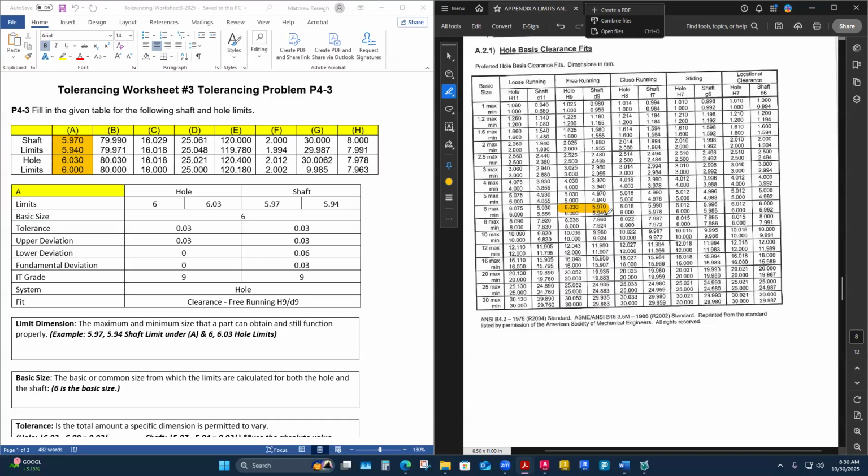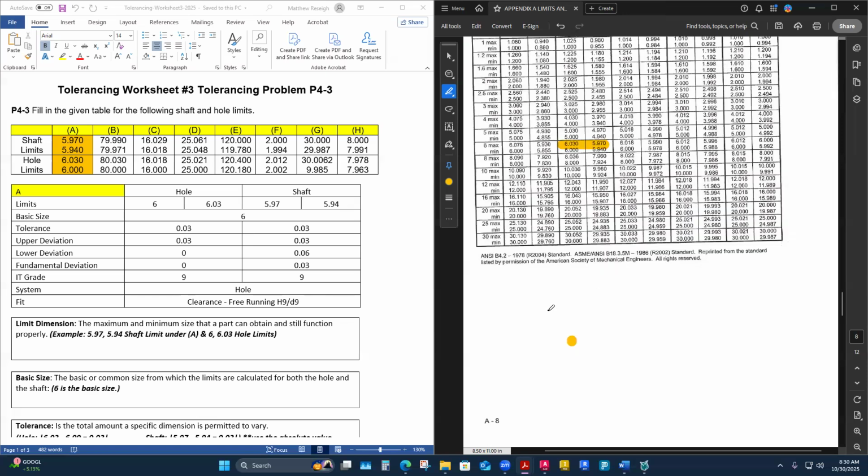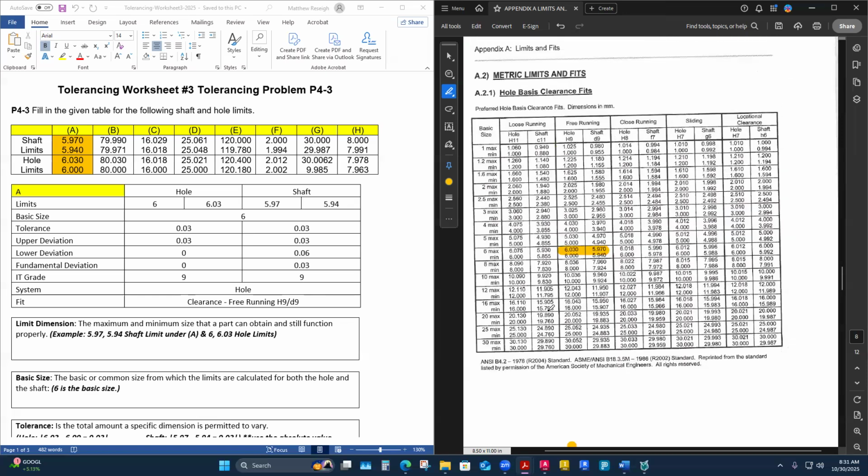But what we've got is this column. I'm looking at a free running fit, so I'd say free running, and then I have this code, which would be an H9/D9. Once I've determined the classification of the fit, how I would know that it's a hole system is because our chart is a hole basis clearance fit. There are two charts of hole basis type fits in this appendix, and two charts of shaft basis type fits. So it just means that this relationship of this hole and this shaft is free running. They're a clearance type fit, and they're based off the hole.